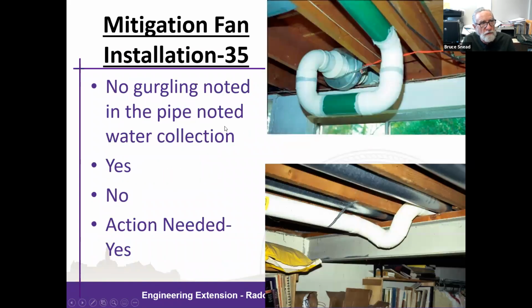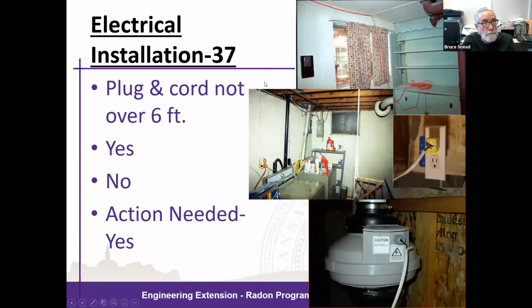Is the piping properly installed to minimize condensation and gurgling? These two photos show places where water and condensate can gather, creating a trap that can cause gurgling noises and either partial or complete blockage of airflow, reducing or eliminating the performance of the mitigation system. So pipe has to slope back towards the suction point or suction pit to prevent this, or water drainage has to be configured.